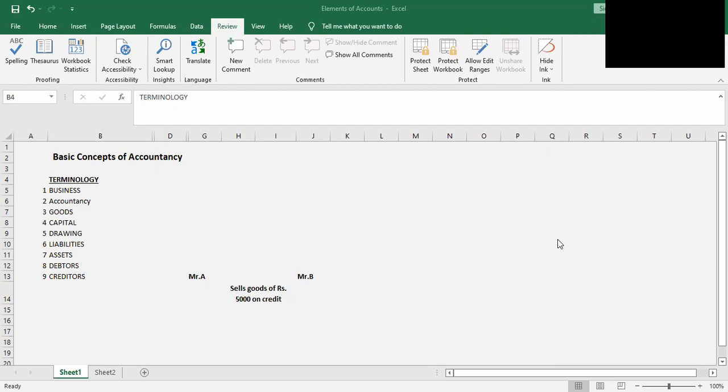Hi everyone. Today let us understand a few basic concepts of accountancy. So let's see the first one, that is business. What do you mean by business?